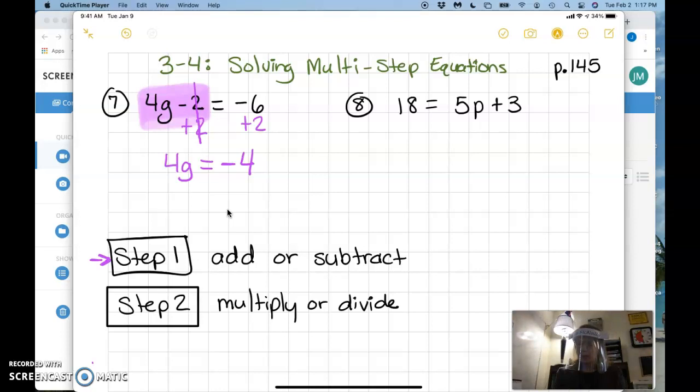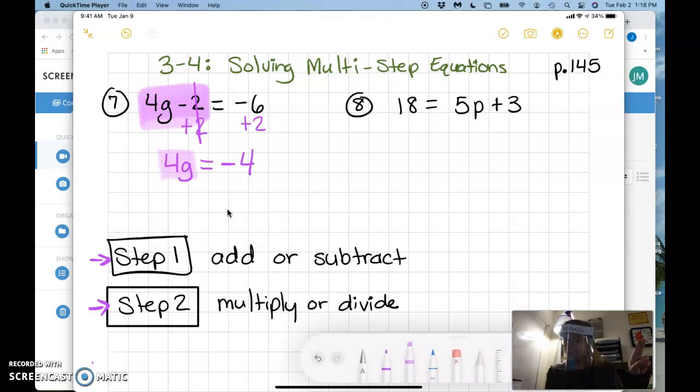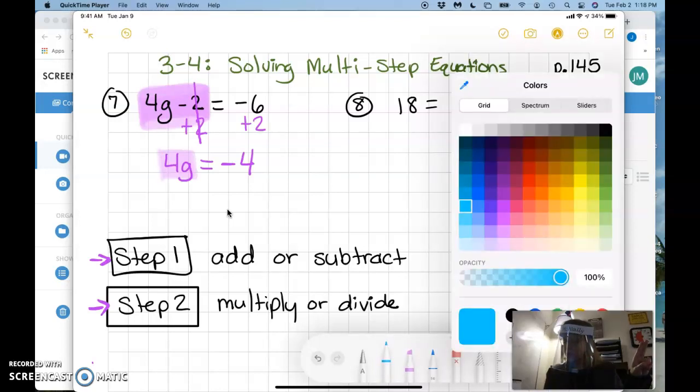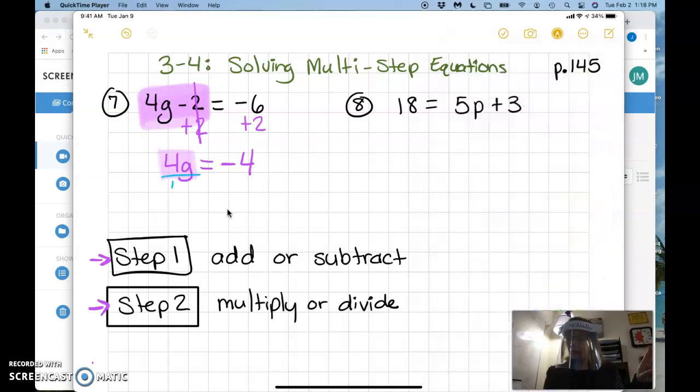Now I'm going to go to step 2, which says I have to multiply or divide. So again, look at what's happening to the variable. What does it mean when two things are written next to each other? Multiply. So I have to do the opposite, which is divide. I'm going to divide by whatever is next to the variable. And whatever I do to one side, you do to the other. My 4's are going to cancel out, and then I'm just left with a g, which is what I wanted the whole time, to get g alone.